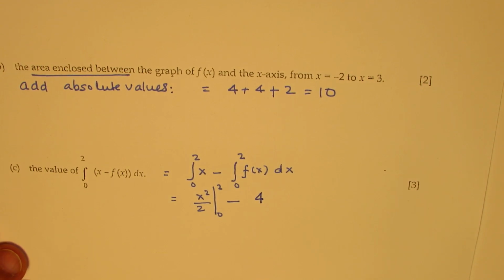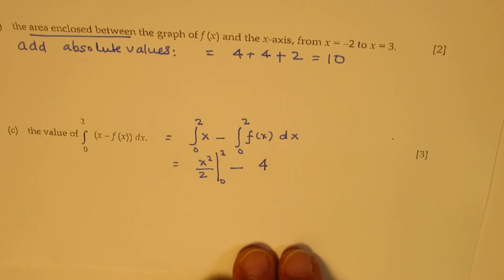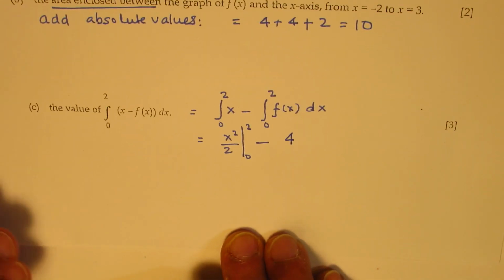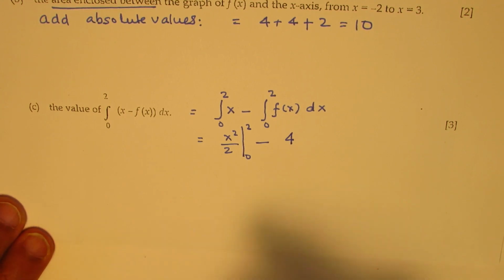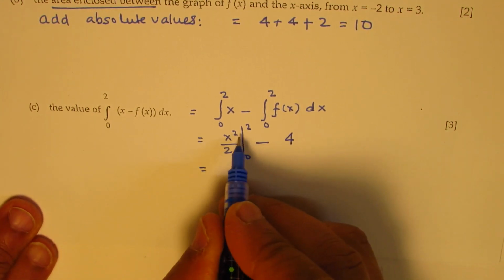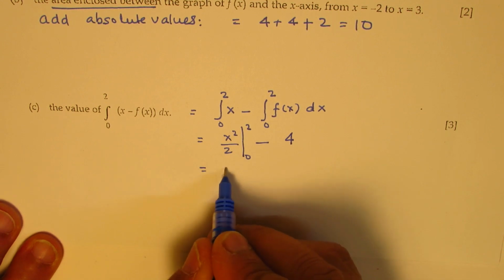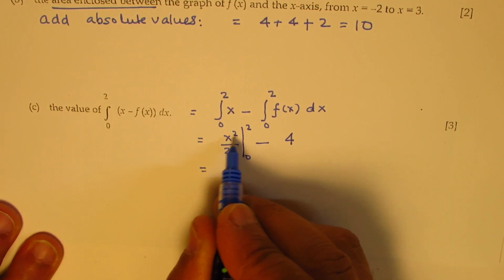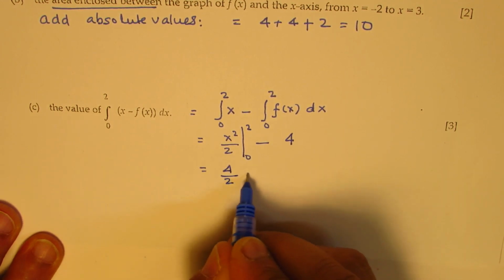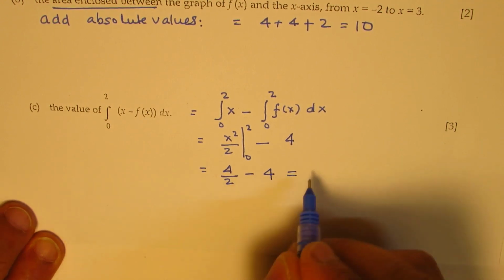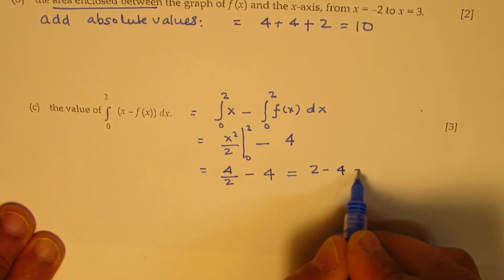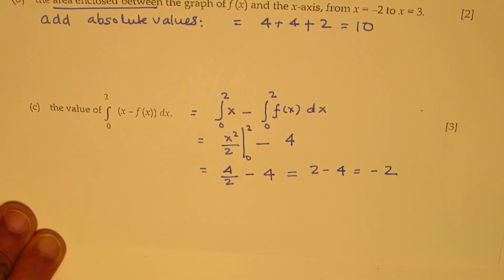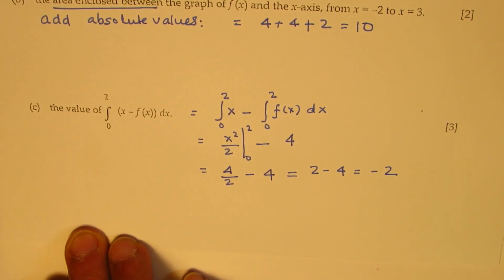So that is from the graph, correct? Now let's calculate this. That becomes 2 squared, which is 4, over 2, minus 4, and that is 2 minus 4, which is minus 2, correct? So that is how we are going to solve this particular question. I hope the steps are absolutely clear.